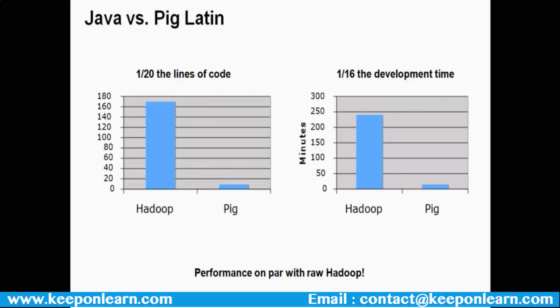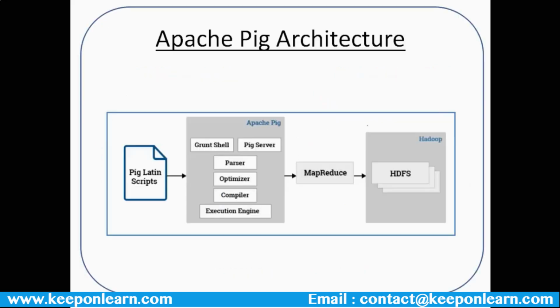For the same problem statement, going with Pig, it's going to take far fewer lines. In terms of development time also, there is a lot of difference between developing your MapReduce program and developing the Pig script. We are going to see this very clearly in depth in our classes, but this is the major difference between Java and our Pig Latin scripting.